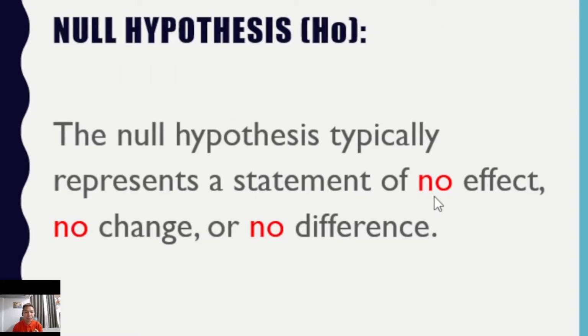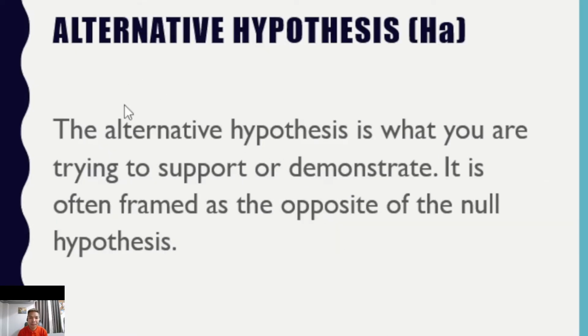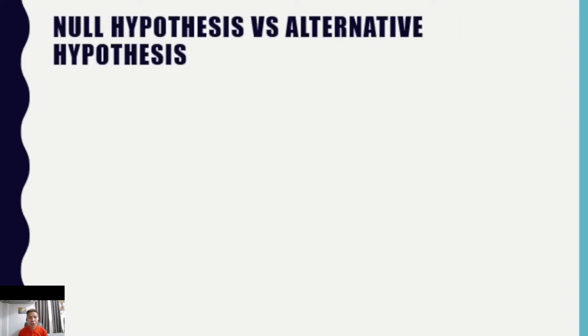The null hypothesis typically represents a statement of no effect, no change, no difference, while the alternative hypothesis is what you're trying to support or demonstrate. It is often framed as the opposite of the null hypothesis. Now, going back to the example earlier, where Mr. Adonis implemented the integration of video lessons to enhance the academic performance of grade 11 ABM students, let's formulate the null hypothesis and the alternative hypothesis.